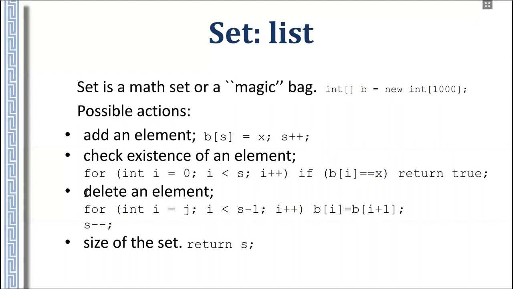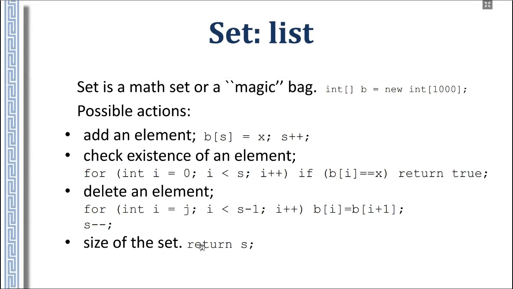It is similar for removing, deleting an element. What we do, we firstly check existence of element X. If it exists and we find its position, that is J, then we just remove this J value from our array. We move all elements from right to left by one position, erasing the Jth element and decreasing the size of our set by 1.